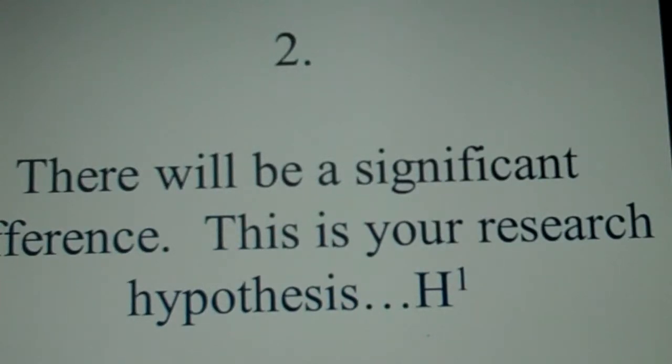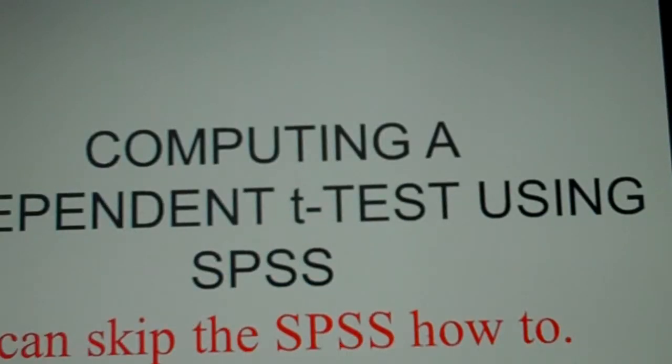Your H1, which is your research hypothesis, says that there is a difference between these two groups. So we assume that they do differ, but again, we test the null, and the null says that nothing is going on. Now, how do you compute an independent t-test?